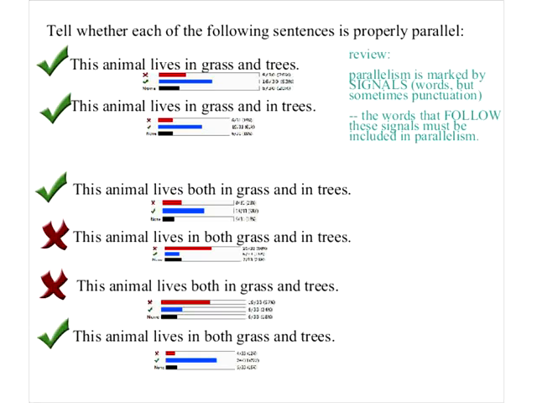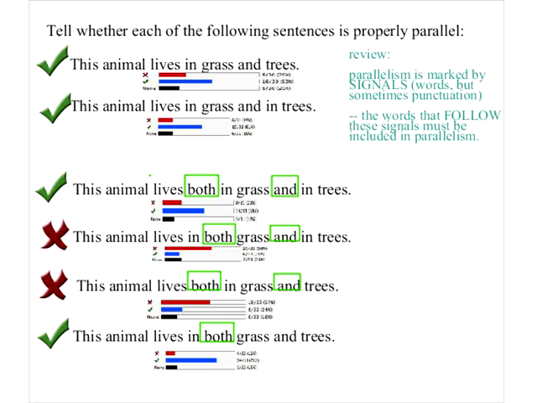Okay, yeah, so you guys are starting to type it: both and. Okay, so the signals are not just and, very important, super important. So in this case, it's both and, those are the signals. So in grass and in trees are not signals. Signals are the words that are boundaries of the parallel structures, not the actual parallel structures themselves.